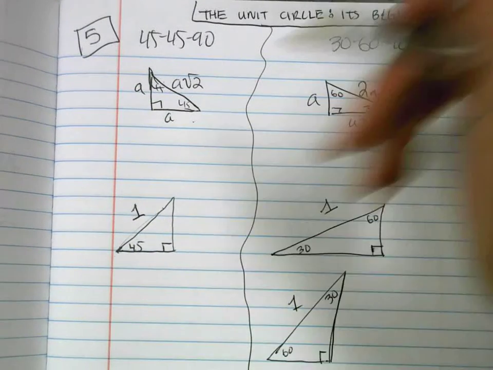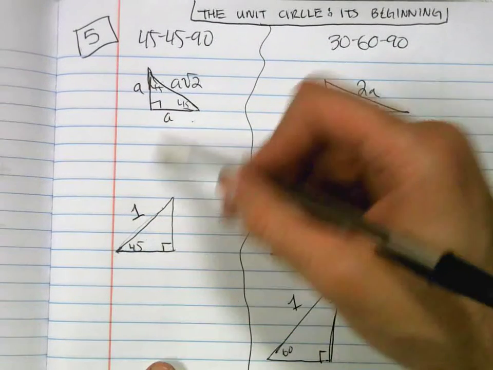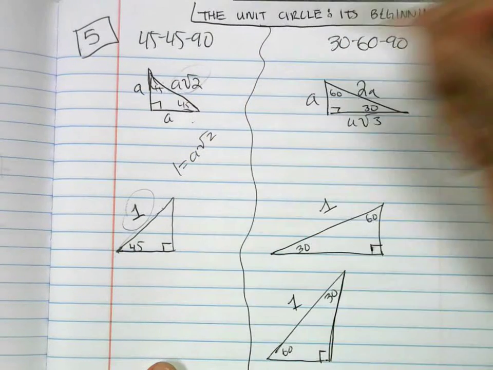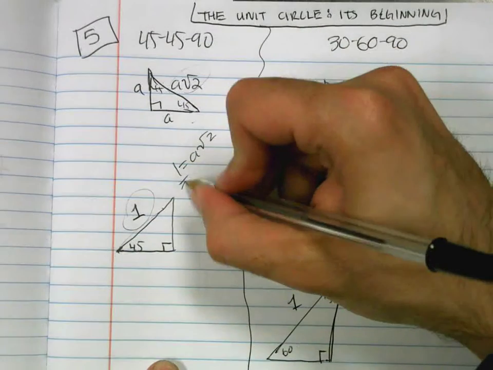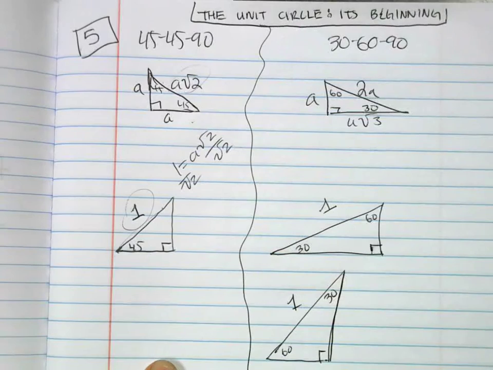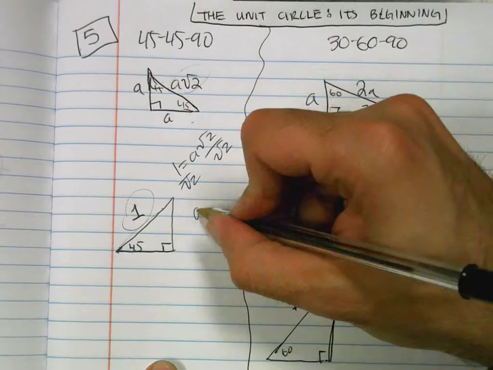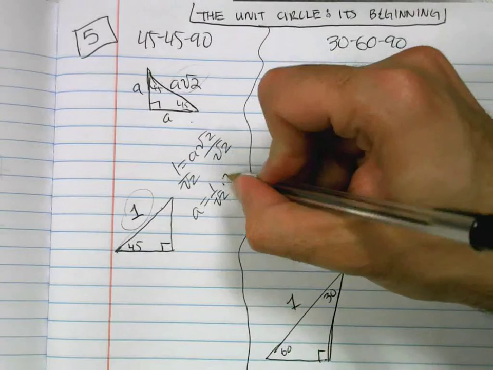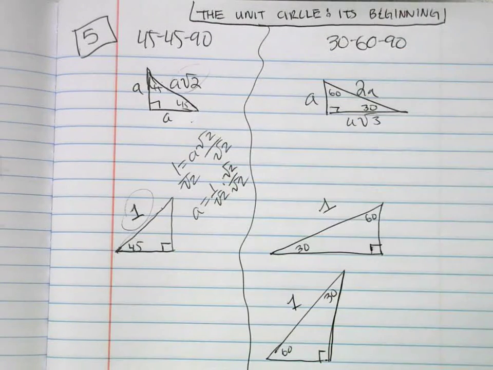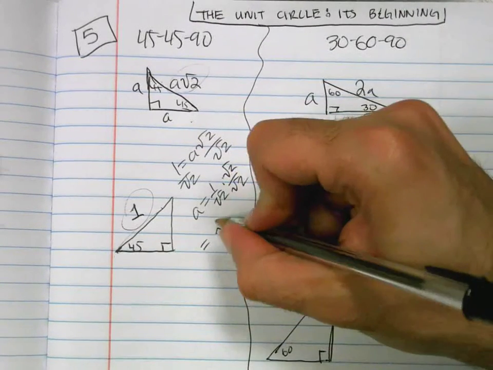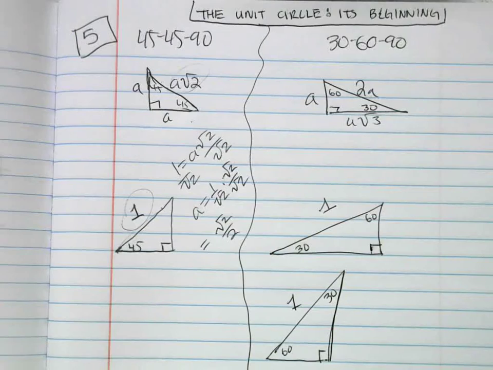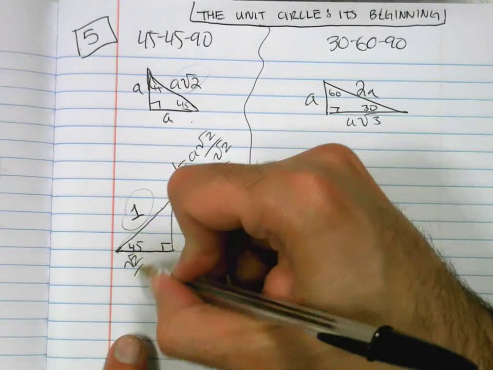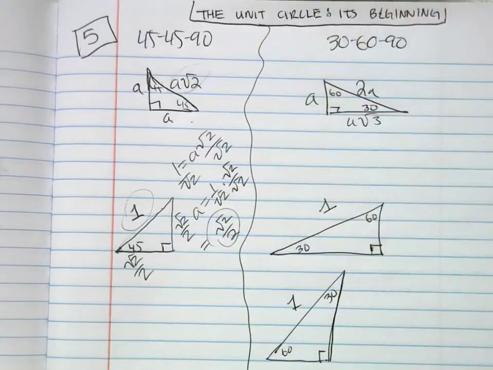If the hypotenuse is 1, that means that 1 equals a square root of 2. I solve for a. I get a equals 1 over square root of 2, and I said, not good enough. Let's rationalize the denominator, and we end up getting the square root of 2 over 2. And since this is a, and that's what we solved for, that means that this is square root of 2 over 2, and that's square root of 2 over 2.